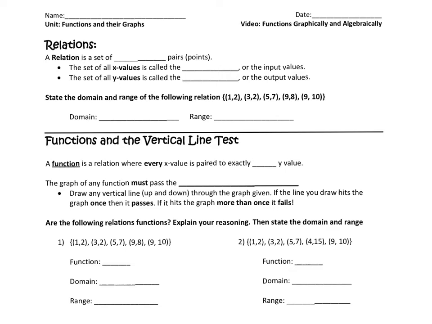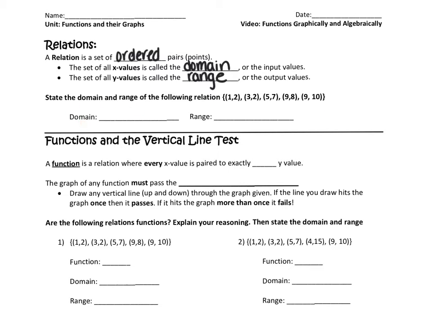A relation is a set of ordered pairs or points. And the set of all x values is called the domain values or the input. And the set of all y values is called the range or the output values. So if I give you this relation, a set of ordered pairs, a set of points, state the domain and state the range.